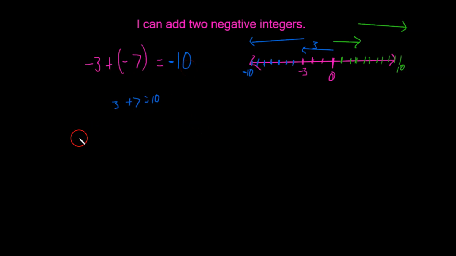So just another quick example. We'll just go with negative 2 plus negative 4. They're both negative. 2 plus 4 is 6. So our answer would be negative 6. Okay. So those are just a couple of quick examples on adding two negative integers. By now, I hope you can say I can add two negative integers.